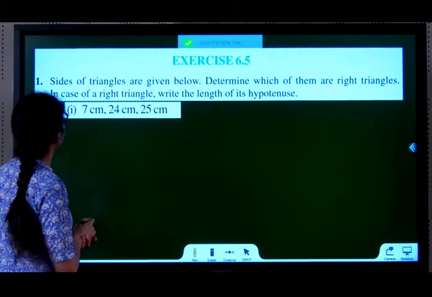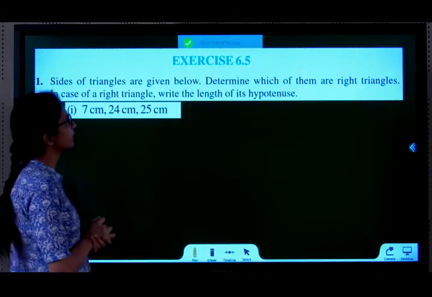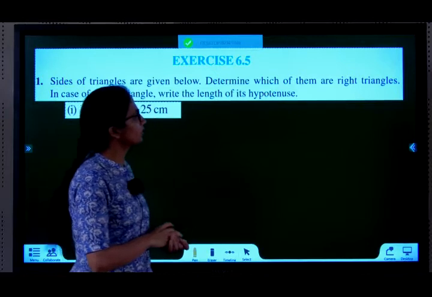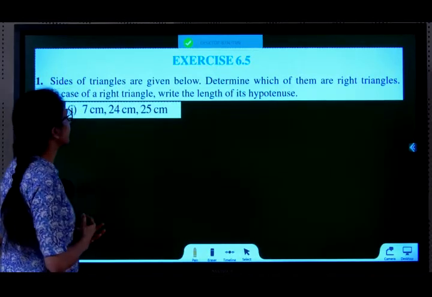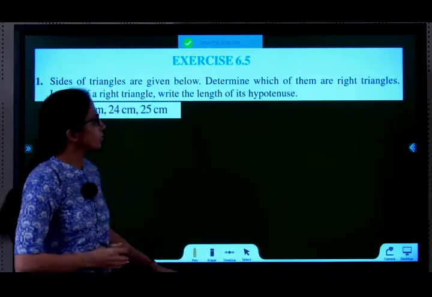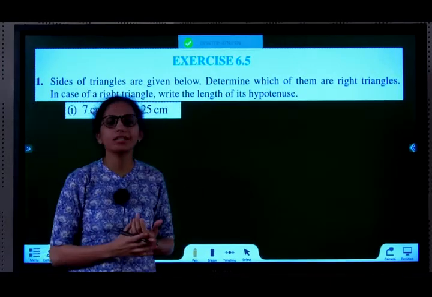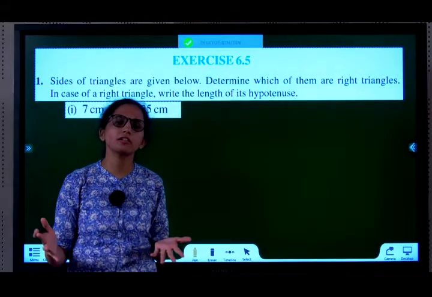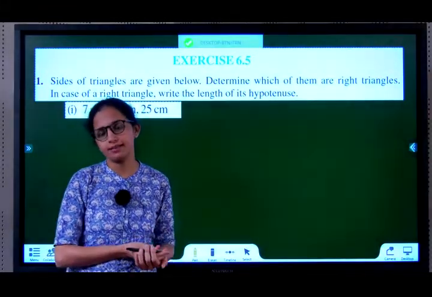Exercise 6.5. Sides of a triangle are given below. Determine which of them are right triangles. In case of a right triangle, write the length of its hypotenuse. So how do you know something is a right angle triangle? If Pythagoras theorem is satisfied, it's a right angle triangle.